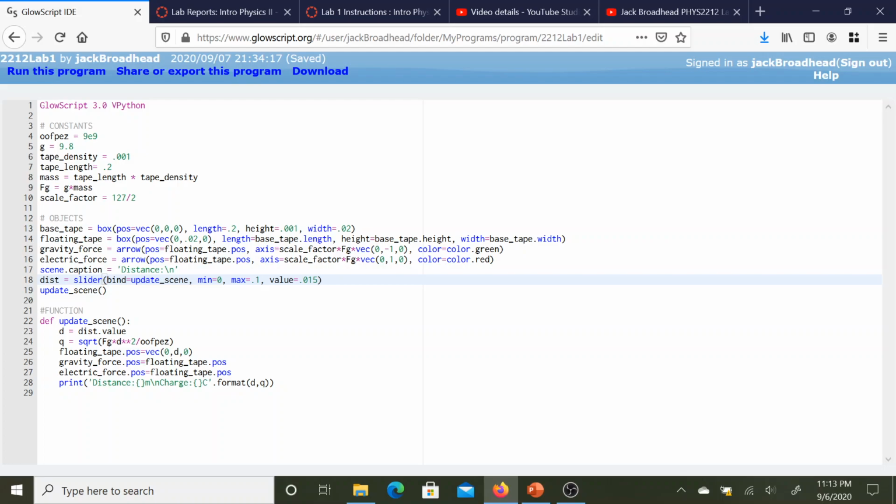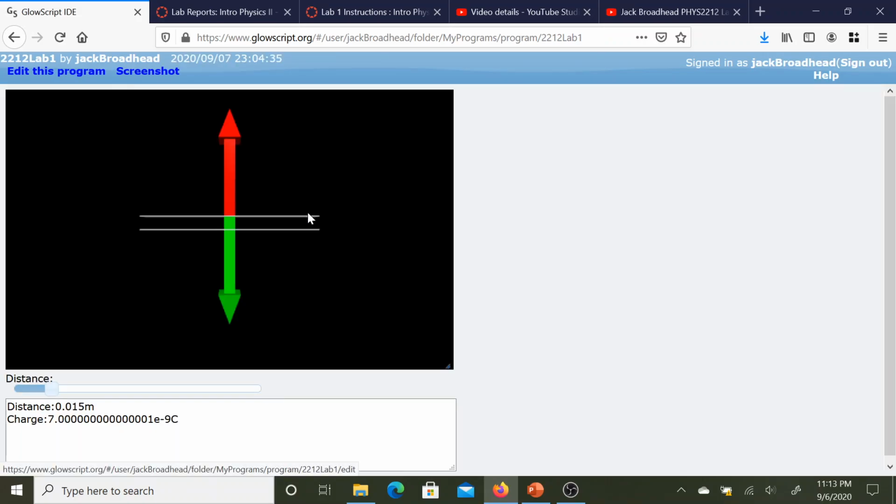So every time the slider's moved, it calls this function, which, using Coulomb's law, solves for Q, the charge of one piece of tape. It then updates the position of the floating tape and the arrows to that, so they're all aligned. I'll show what that does in a second. And then it prints the distance and the charge per tape. So here's what that does.